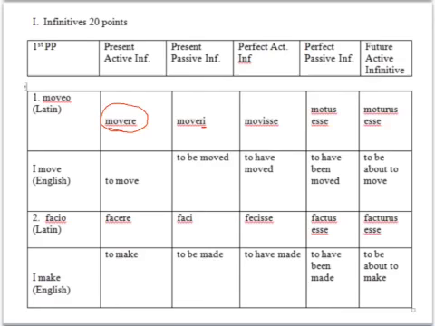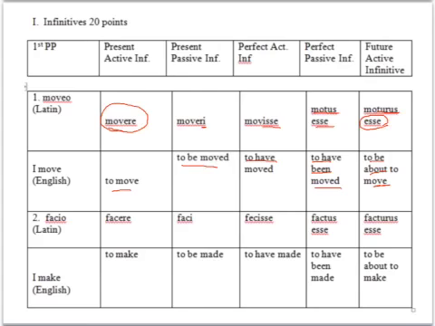Now, the perfect active infinitive is the third principal part, which is movi plus isse. And then the perfect passive infinitive is the fourth principal part, motus plus esse. The future is the future active participle, which is moturus esse. Now, the English is to move, to be moved, to have moved, to have been moved, and to be about to move.